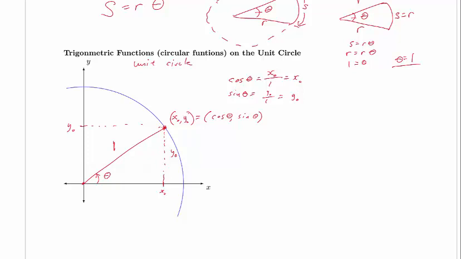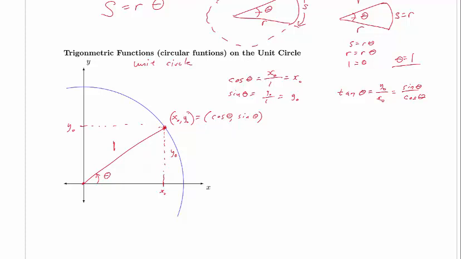Let's look at some other trigonometric functions. What about tan theta? Well, tan theta is the opposite over adjacent, the TOA part of SOHCAHTOA. And so tan theta is going to be the y coordinate divided by the x coordinate, right? Opposite over adjacent again, which is the same thing as sine theta over cosine theta. All right, so these three are very important to keep in mind.